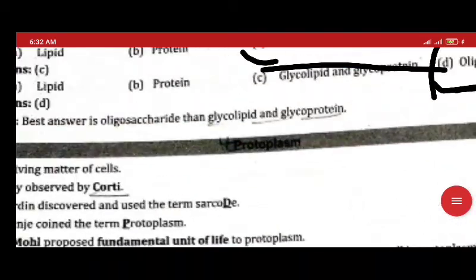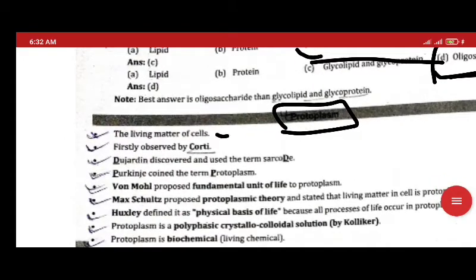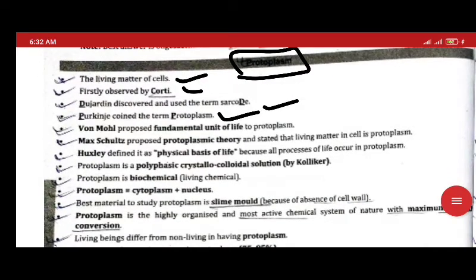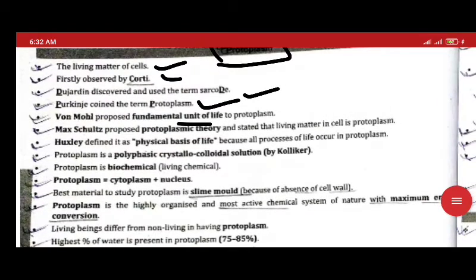Now this is protoplasm. So protoplasm is the living matter of the cell, first observed by Corti. Dujardin discovered it, and Purkinje coined the term protoplasm. Von Mohl called it the fundamental unit of life. Max Schultze gave the protoplasmic theory, that living matter contains protoplasm. Huxley said it is the physical basis of life in all processes.